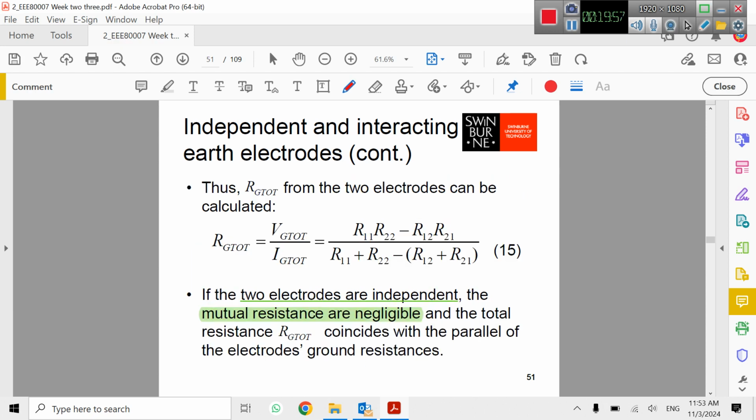But in the real case, more or less, the effect of the mutual resistances is negligible, and you can cancel the value for that too. So if you cancel these two, it means that R1, meaning electrode 1, is in parallel with R2. You can see here R1 parallel with R2 is a total R.